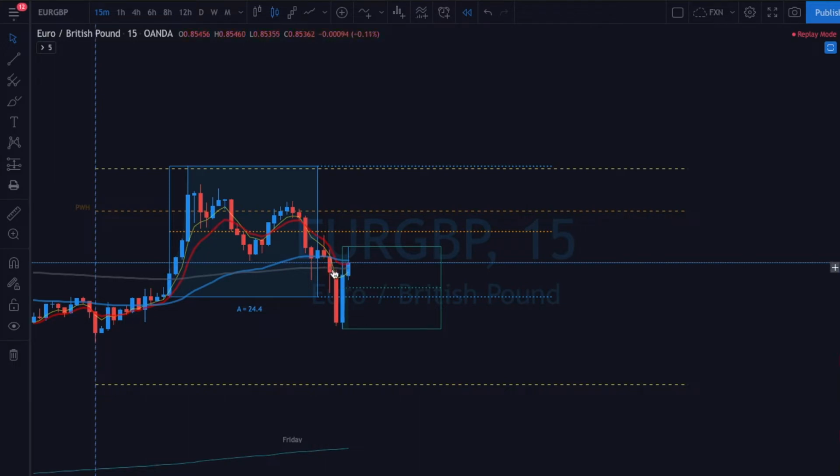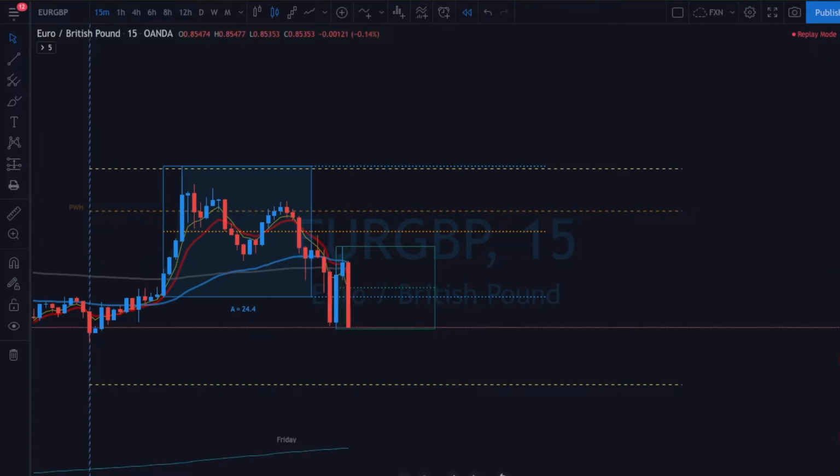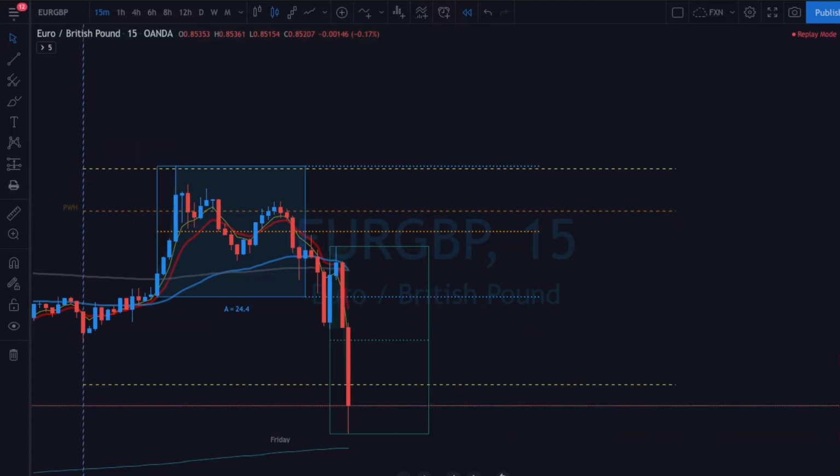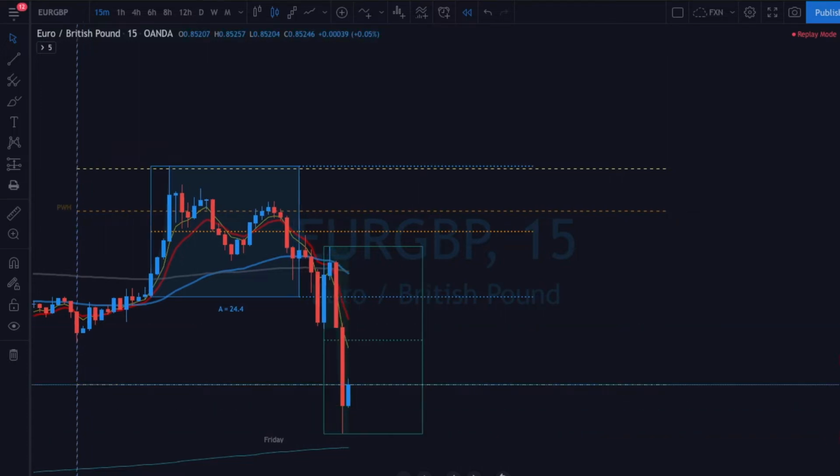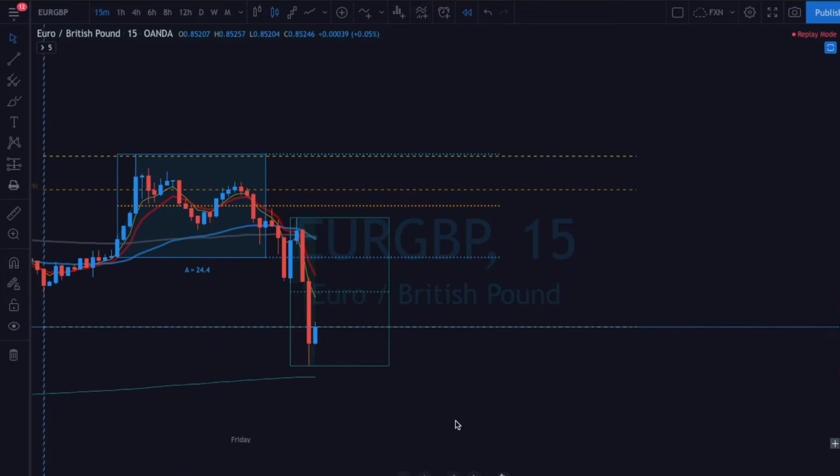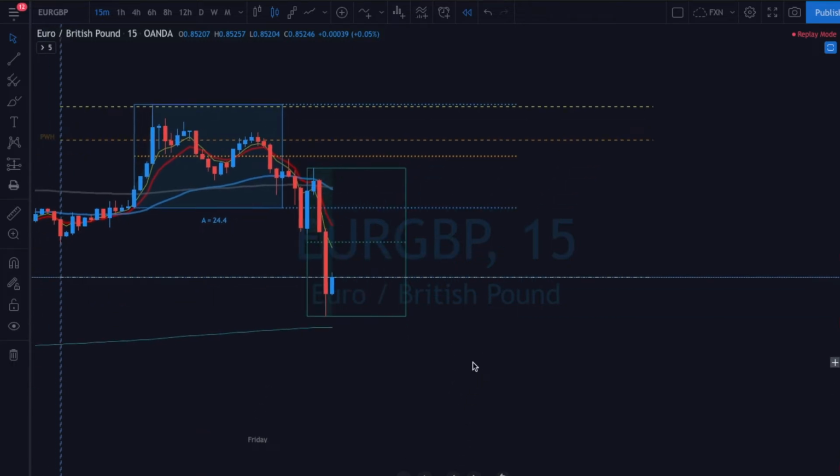Here's a clear railroad track going into the start of the London session. If you're just taking that as your trade signal, guess what happens? You get stopped out. So again, for right now, just focusing on first and second leg, essentially.